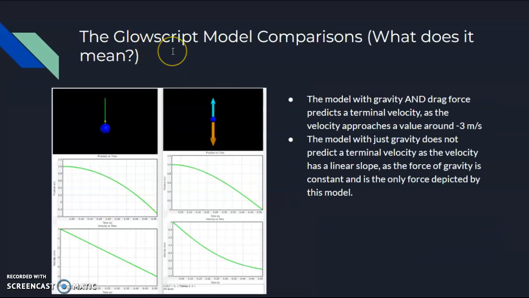Okay, so the GlowScript model comparisons. What does it mean? The model with gravity and drag force predicts a terminal velocity as the velocity approaches a value around negative 3 meters per second. So you can see it basically bottoms out around here. The model with just gravity does not predict the terminal velocity, as the velocity has a linear slope, so it's just a straight line, as the force of gravity is constant and is the only force depicted by this model. So this one will just keep going down forever, because there's nothing else slowing the gravity down, I guess.